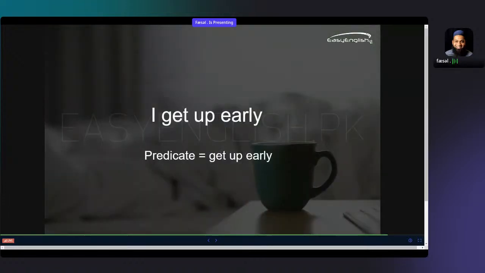I get up early. Who am I talking about? I'm talking about I. किसके बारे में बात कर रहा हूँ मैं? अपने बारे में। I. So ये subject हो गया। और मैं क्या मालूमात फराहम कर रहा हूँ अपने बारे में? Get up early. Get up early is the predicate. ये वो information है, ये वो मालूमात है जो हम इस जुमले में दे रहे हैं। तो हर जुमला, every sentence that you say has a subject and has a predicate in it.